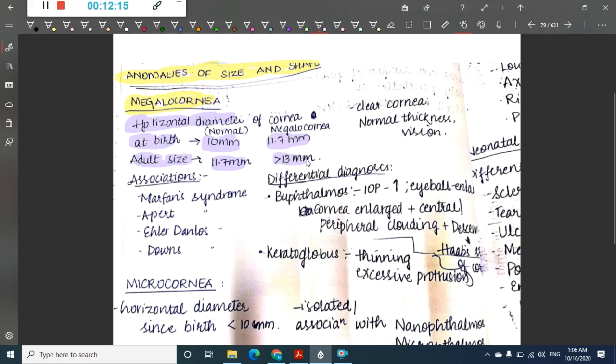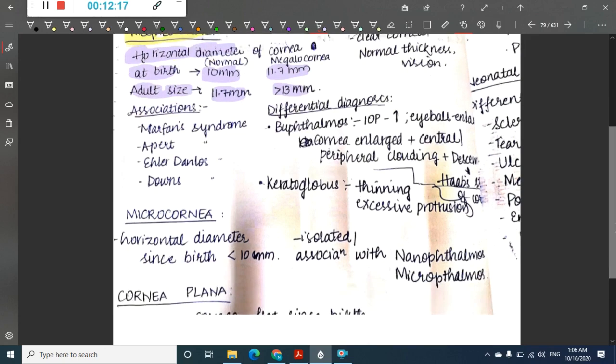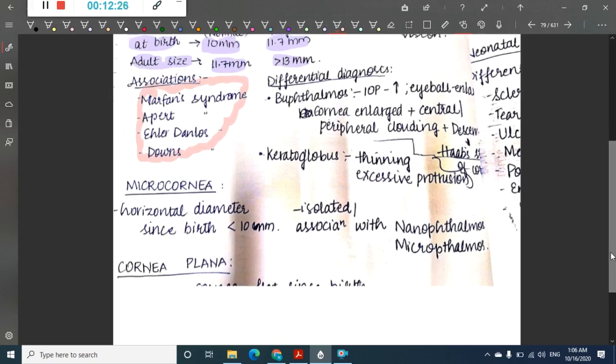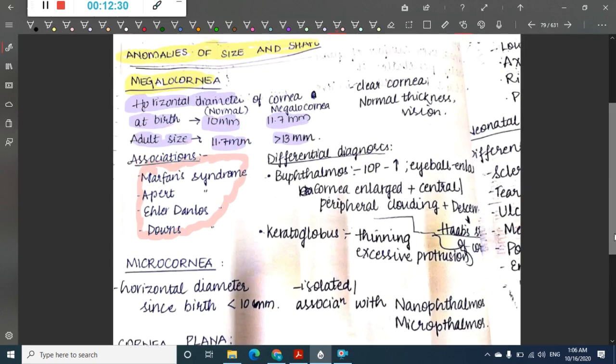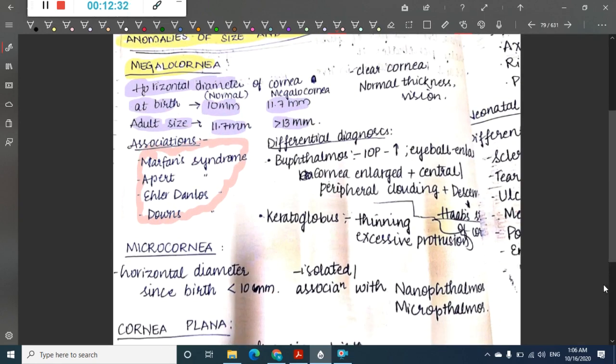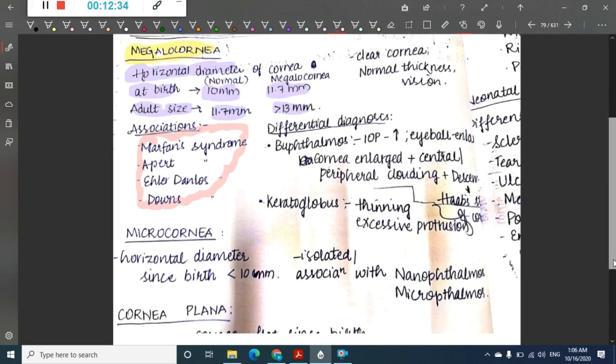In adults, if it is more than 13 millimeters, then we call it megalocornea. Now this megalocornea is mainly associated with syndromes like Marfan syndrome, Ehlers-Danlos syndrome and Down syndrome. Sometimes megalocornea is confused with other conditions like buphthalmos and keratoglobus.